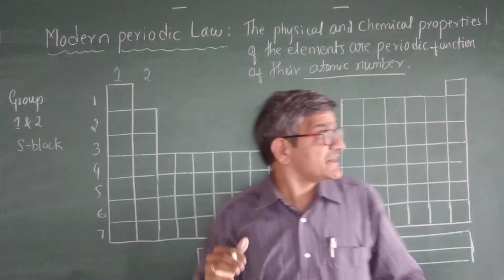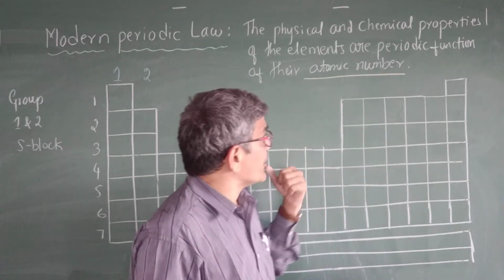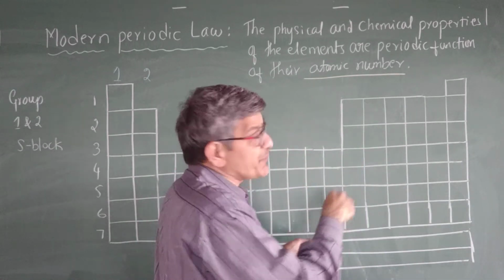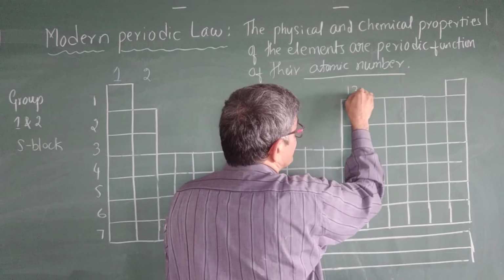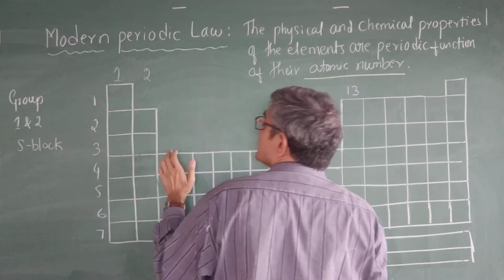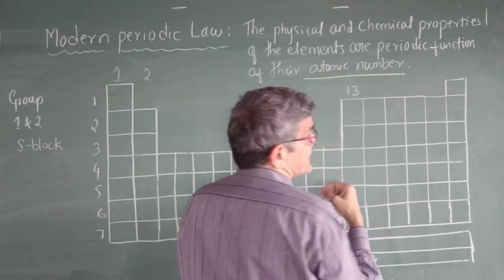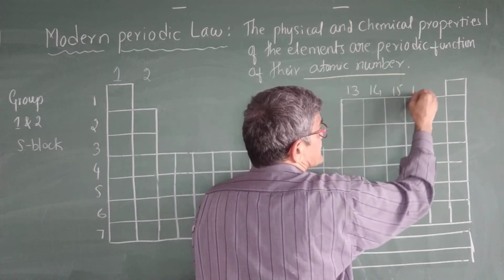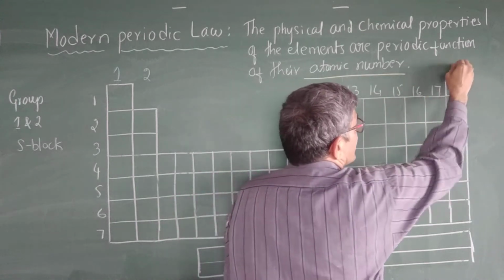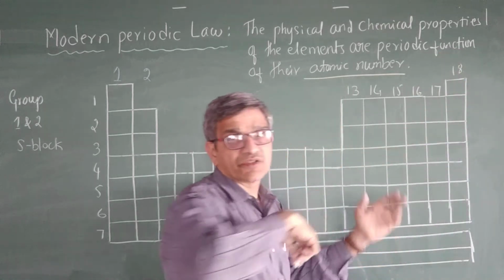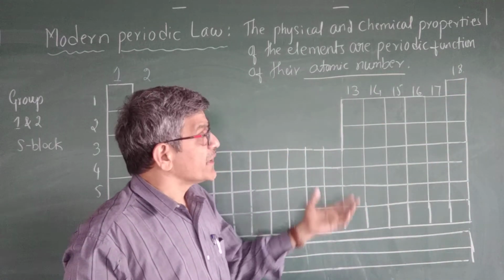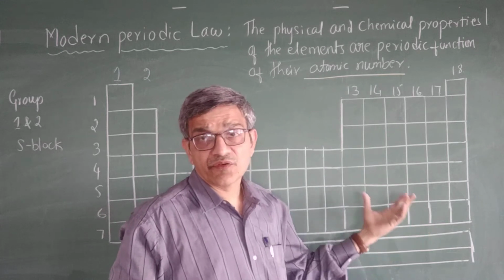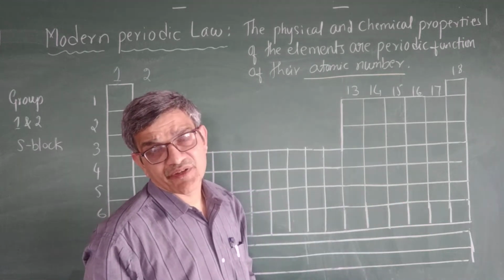Then on the extreme right side of the periodic table, the group numbers start from 13. So after 1, 2, there are 3, 4, 5, 6 and so on, and then 13, 14, 15, 16, 17 and 18. These groups come on the right side, so they are called P block elements.